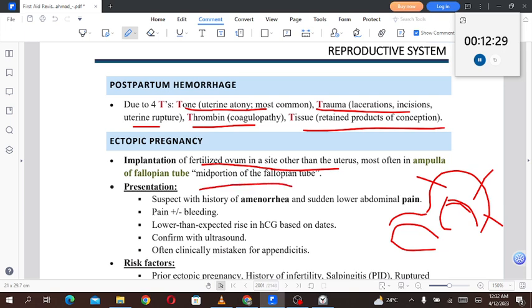Presentation: suspect with a history of amenorrhea and sudden lower abdominal pain. So the patient will tell you that her last menstrual period was like 3 months ago, and now she is also having lower abdominal pain. Pain may be associated with or without bleeding. Lower than expected rise in HCG based on the rates. Confirmed with ultrasound and often clinically mistaken for appendicitis, because the uterus is present in the pelvic area, and if this is the right fallopian tube in which there is ectopic pregnancy, you may suspect that there is appendicitis going on. But when you find the history of amenorrhea, abdominal pain, and some bleeding coming out of the uterus as well, that is going to take you to ectopic pregnancy.